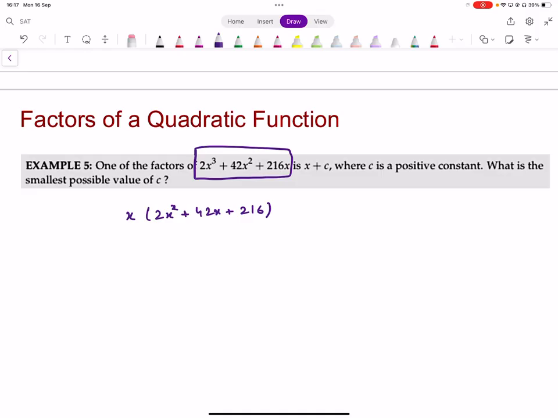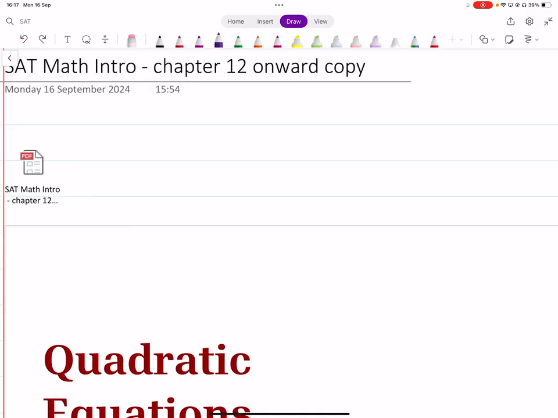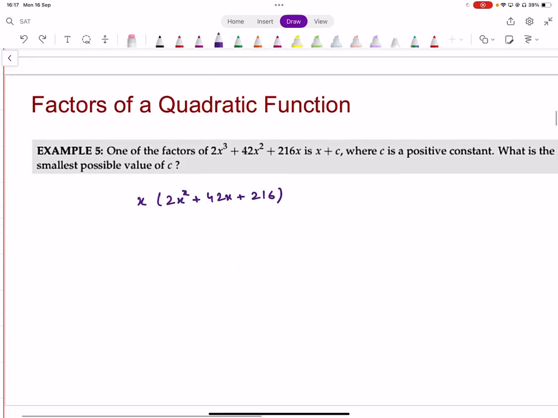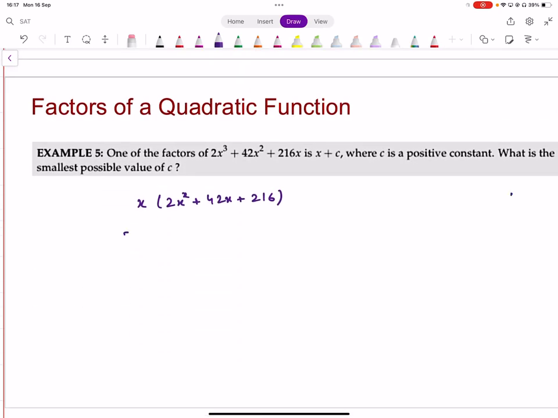Is that okay? You could take 2 common outside as well if you wanted, but it's not necessary. Okay, so this is what we have. Now, can we factorize this further? We'll have to think about breaking the middle term if that's possible. Now, in order to break the middle term, it might make things easier if you take 2 common outside as well. So I would suggest you just do that. Take 2 common outside as well, and that will leave you with 2x, and then inside you have x squared plus 21x plus 108.